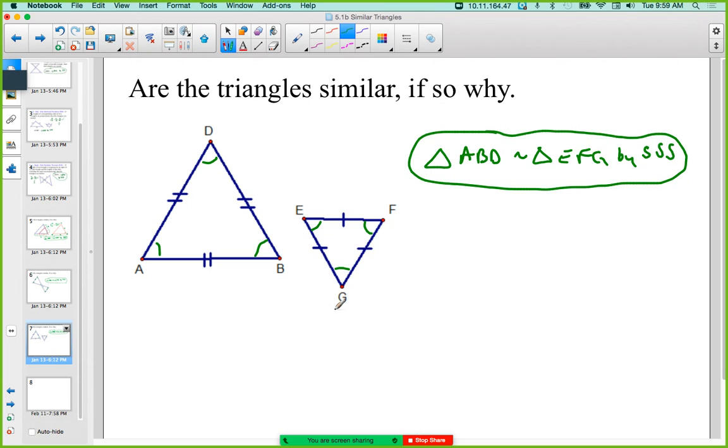So we actually have enough to say we could prove that they're similar just by showing the 3 different angle pairs and the 3 pairs of proportional sides. We also could use angle-angle. All right, we could use side-angle-side. We could use side-side-side. It works for all of them in this case because it's an equilateral triangle. And we know some facts about equilateral triangles.